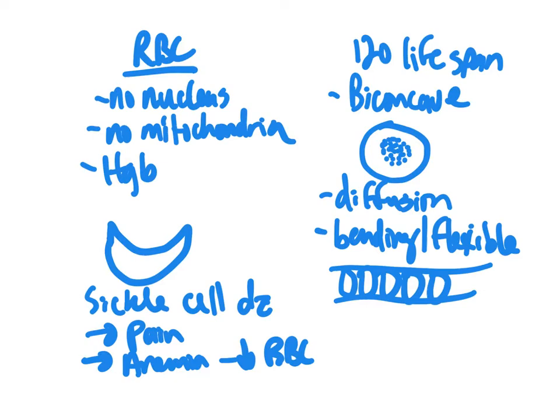So the shape of the red blood cell is really important, both for diffusion and for flexibility. And so it's really perfectly shaped to match its function. That's another one of those examples of how form determines function, or function is aided by form.